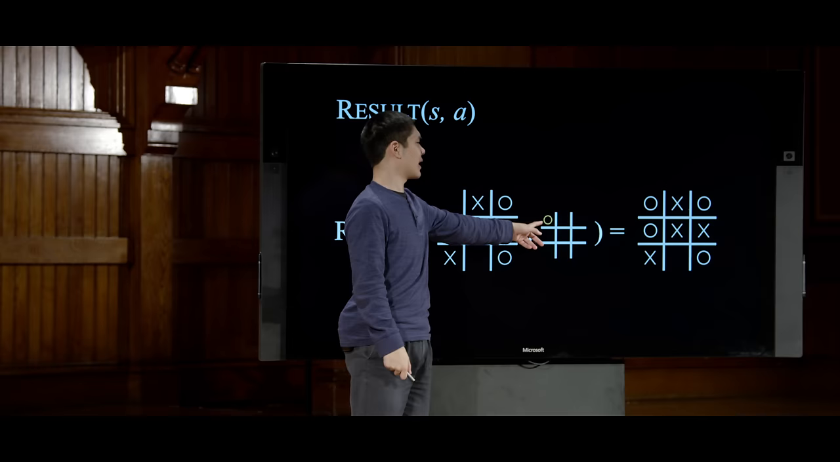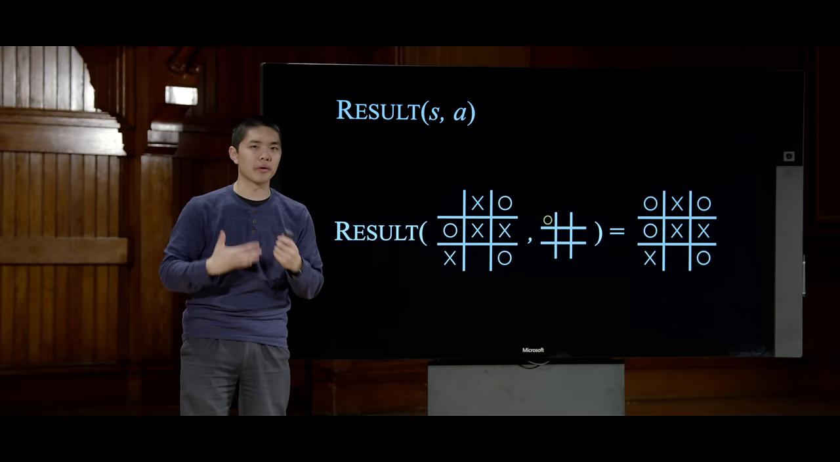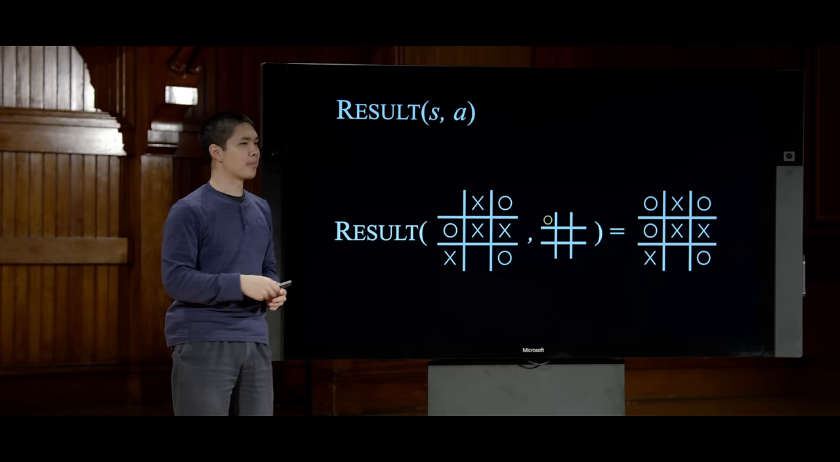But all of this information needs to be encoded into the AI. The AI doesn't know how to play tic-tac-toe until you tell the AI how the rules of tic-tac-toe work. And defining this function here allows us to tell the AI how this game actually works and how actions actually affect the outcome of the game. So the AI needs to know how the game works.